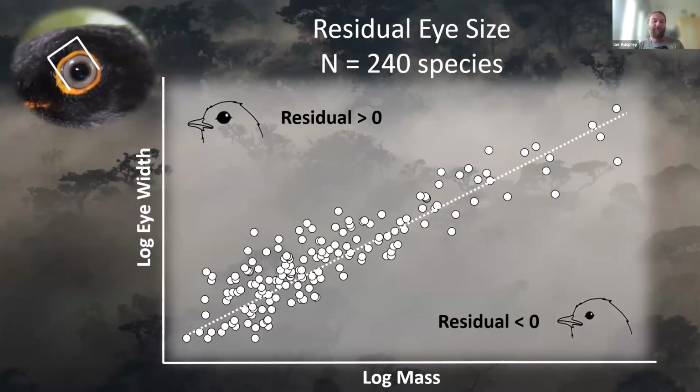So what I did after this is I was also measuring eye size across a wide diversity of species across this forest bird community, and I extracted the residuals of eye size versus the relationship to body mass. There is a strong allometric relationship between the two metrics. Basically, large, positive residuals indicate larger eyes than you'd expect given their body size, and negative are the opposite. They're smaller eye sizes than you expect given their body mass.